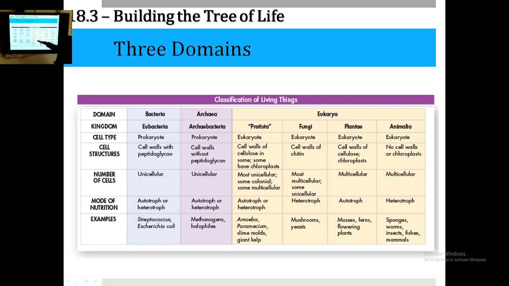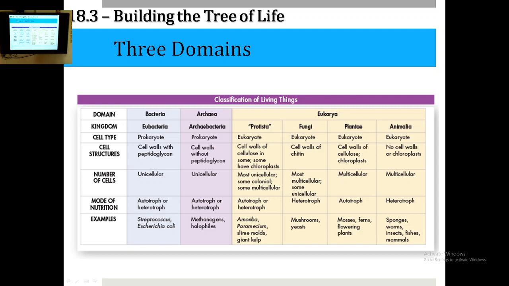Bacteria and archaea are unicellular. Most Protista are also unicellular, and some types of Protista are multicellular. Most fungi are multicellular except yeast, which is unicellular. Plants and Animalia are also multicellular. Let's check the mode of nutrition. Bacteria and archaea are either autotrophs or heterotrophs. Protista in general can be autotrophs or heterotrophs, while fungi are only heterotrophs, plants are autotrophs, and Animalia are heterotrophs.